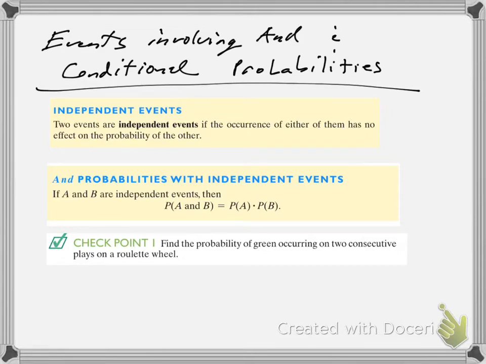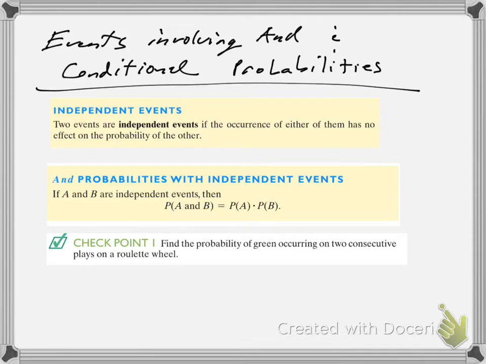Well, events can either be independent events. An independent event we define here, as you see: two events are independent events if the occurrence of either of them has no effect on the probability of the other. So, two independent events: the probability of a tornado hitting Saginaw on Monday, and the probability of a tornado hitting Saginaw on Friday. Those are independent events. If a tornado hits on Monday, there's not any higher or lower probability it'll hit on Friday than there was before. So those events are independent.